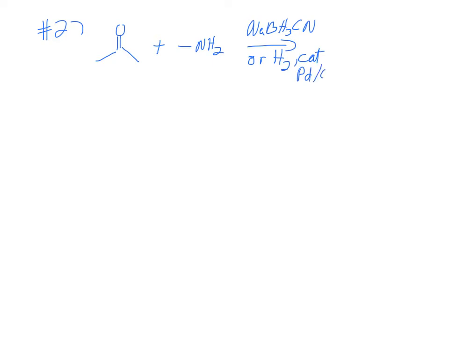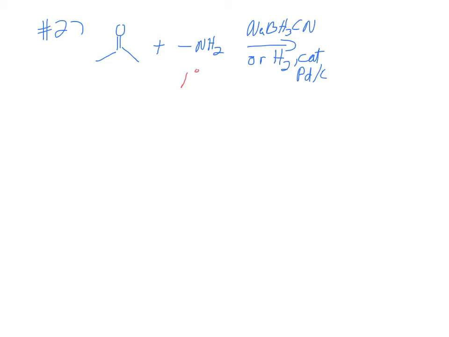Number 27, you have a ketone, acetone, and you have methylamine, and you have NaBH3CN, or they're saying H2 with a catalyst, which would basically mean palladium. The tricky part here is you're used to seeing an amine and a ketone, and you should immediately think: what kind of amine is this? It's a primary amine, right? And usually you need acid.